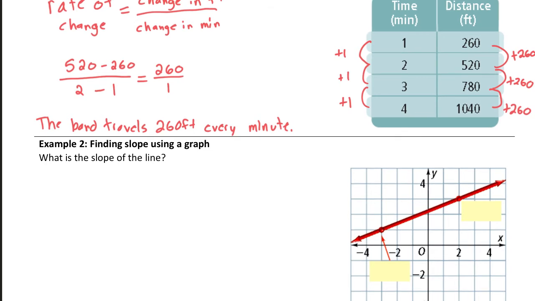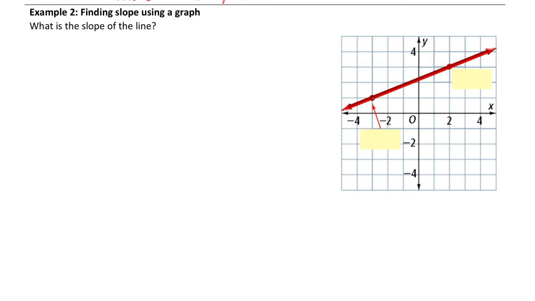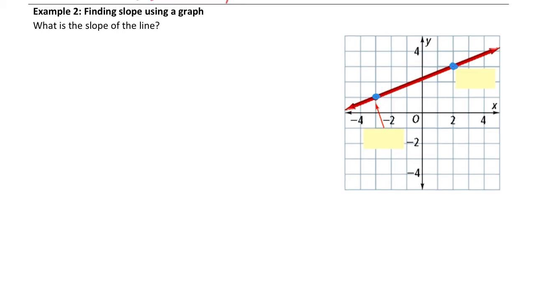Now, finding the slope using a graph, the rate of change. This is going to require us to use some points. So I'm going to use a different color for this, just to mark my points. So we've got to know how to name these coordinates, or how to handle these coordinates. So the first coordinate, first ordered pair, is the point -3, 1. The other point is the point 2, 3. So to find the rate of change, we would find the change in y over the change in x.